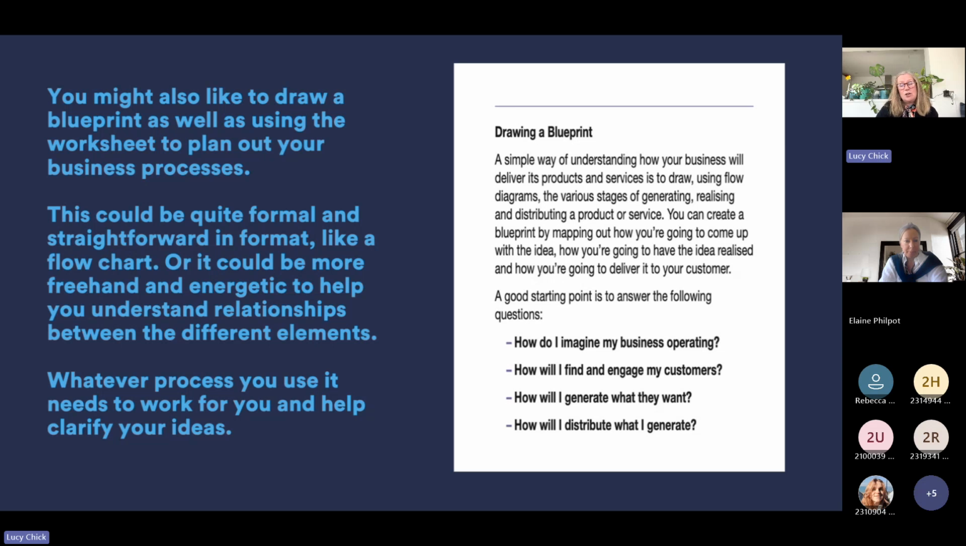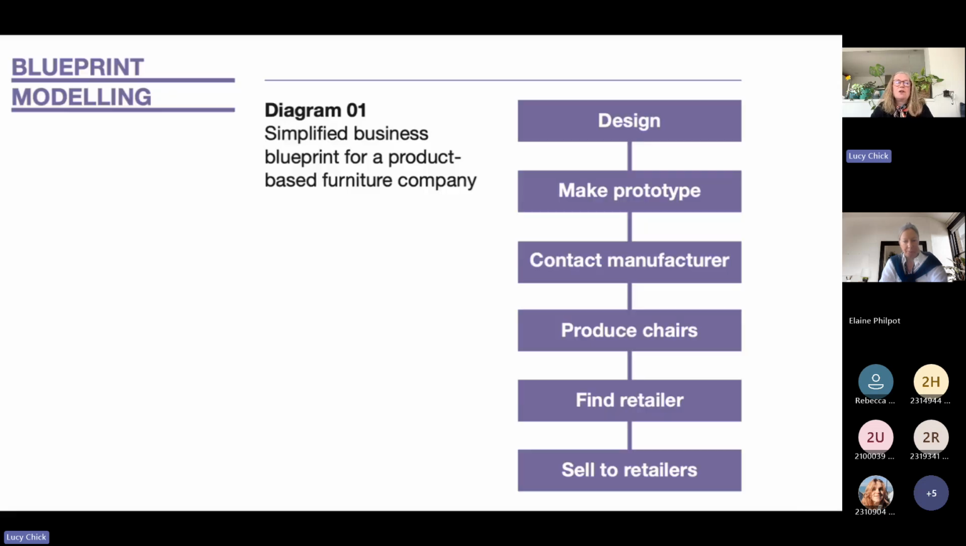You might decide to do these formats before you do the bigger worksheet, or you might decide to do it the other way. Things to think about are, again, and this relates to every blueprint, how do I imagine my business operating? How do I find and engage my customers? How will I generate what they want, and how will I distribute it? So here are some examples where you can draw it out.